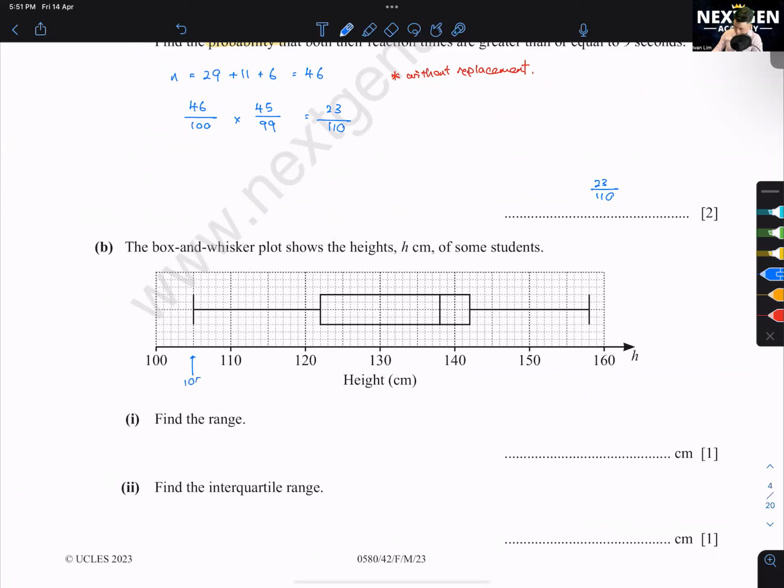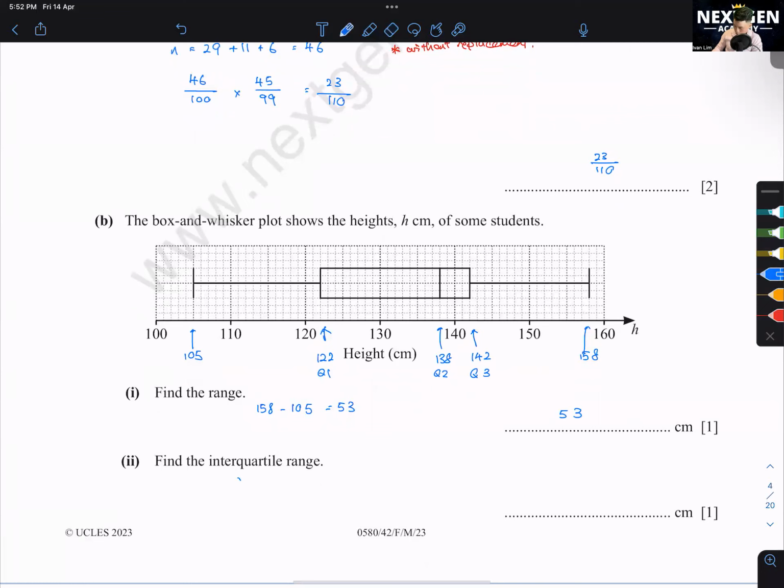The smallest value, 105. Here is 158. Then this is your Q1. Okay, Q2 is 138. Then Q3 is 142. Okay, find the range. Take the biggest minus the smallest. Okay, we get 53. Interquartile range, you take Q3 minus Q1, 142 minus 122. Okay, you get 20.